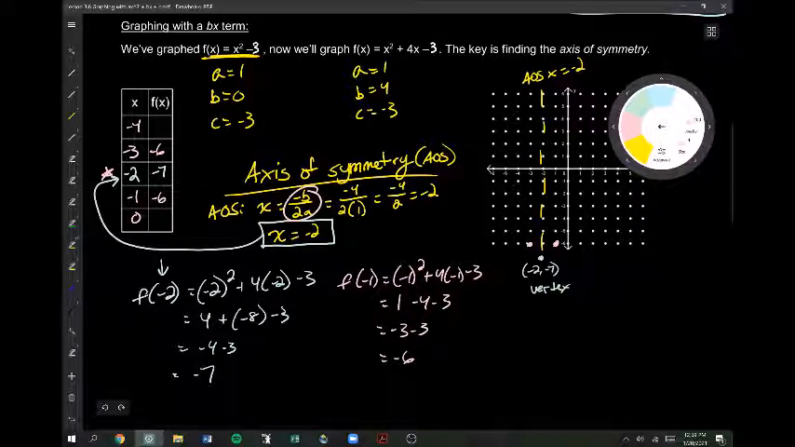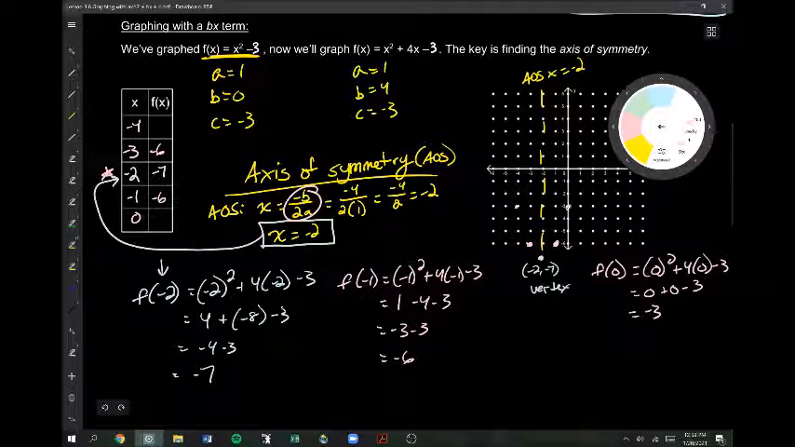Finally, let's do f of 0. F of 0 is nice and easy, because 0 squared is 0, and 4 times 0 is 0. So this becomes 0 plus 0 minus 3, which is just negative 3. There's going to be a point here and a point here. So this graph goes like this. Curve that a little better.